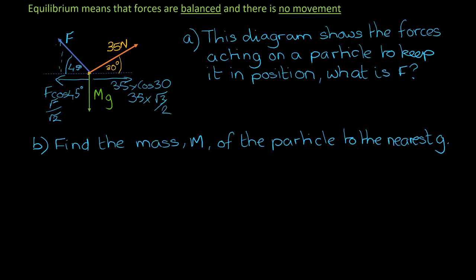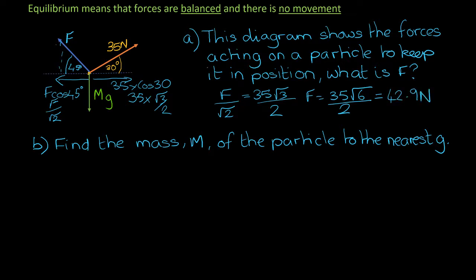So put those together, we've got F over root 2 equals 35 root 3 over 2. Therefore F equals 35 root 6 over 2. And if we calculate that, we find that that's 42.9 newtons. Now we know what F is.